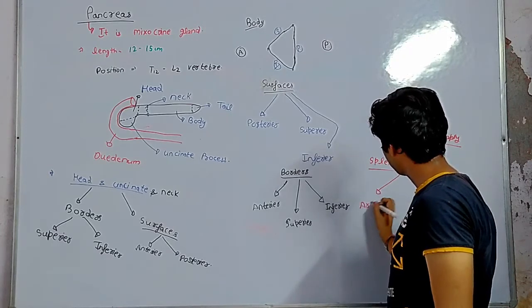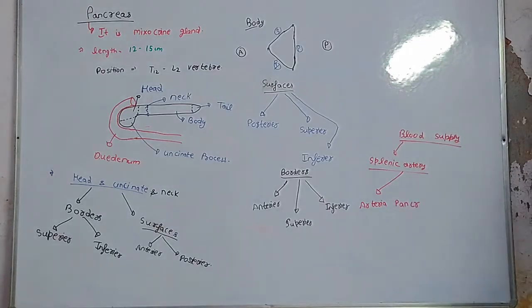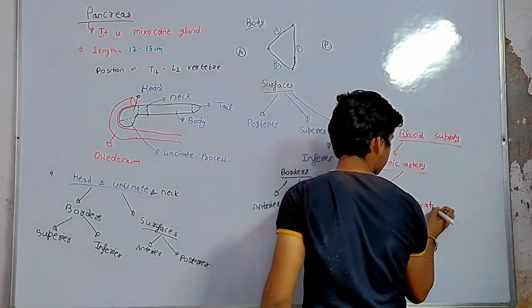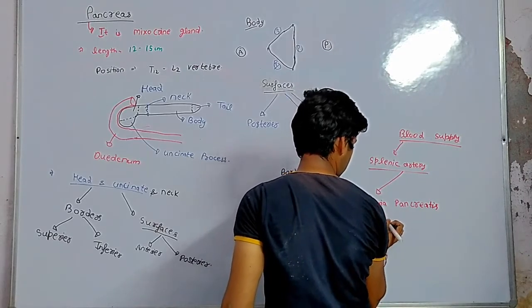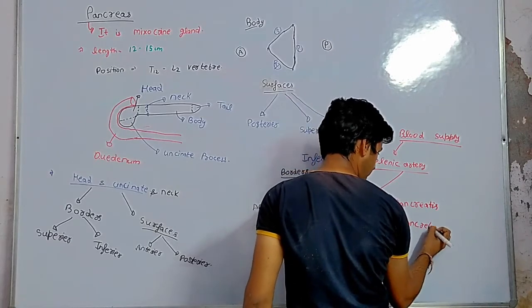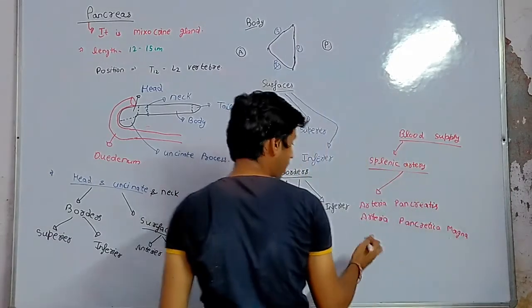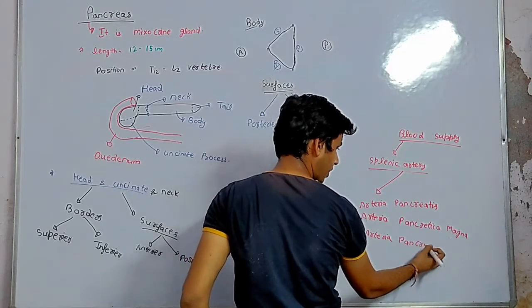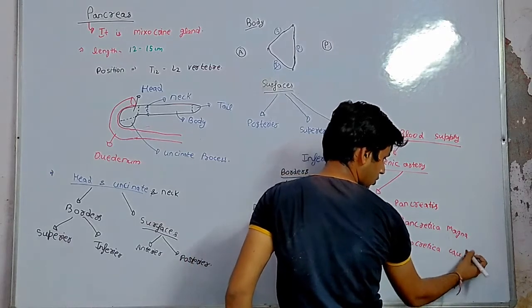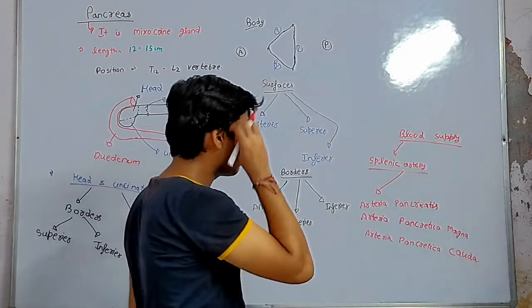Which three branches? Arteria pancreatica dorsalis, arteria pancreatica magna, which is the largest artery of the pancreas, and arteria pancreatica caudalis, which is the tail end. These are the three that the splenic artery supplies.